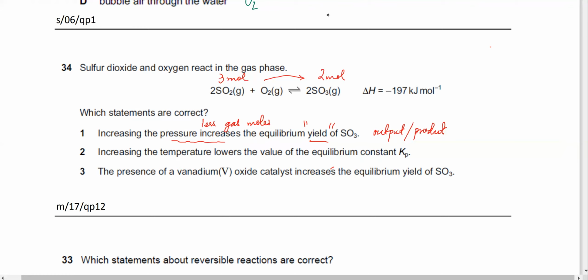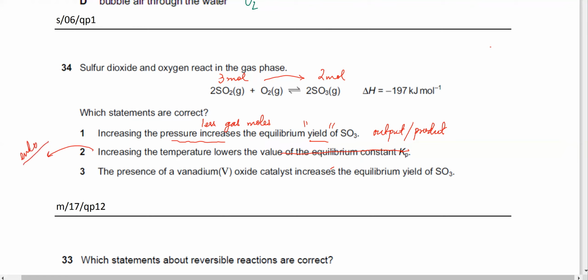The second one is increasing temperature lowers the value of the equilibrium constant Kp. We haven't done Kp right now, so let's ignore Kp. Let's not answer the question, but just figure out what's going to happen if you increase temperature. Increasing temperature favors the endothermic reaction.